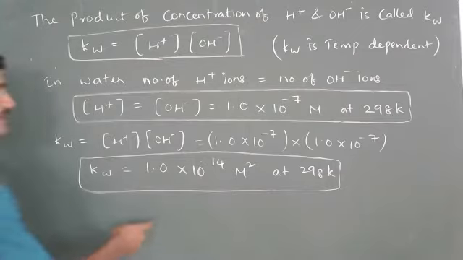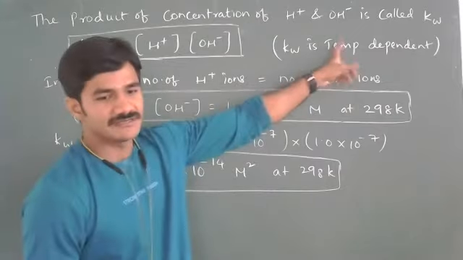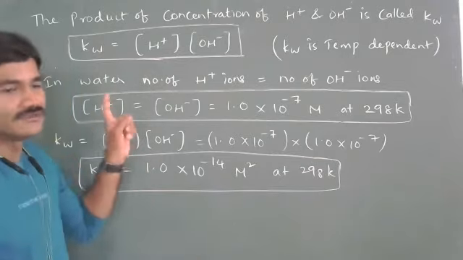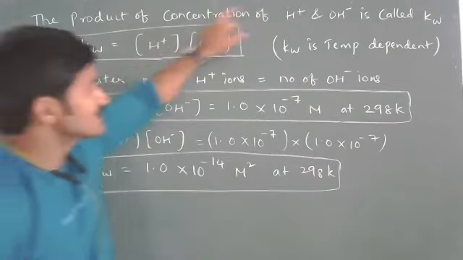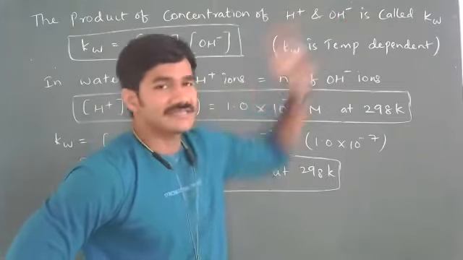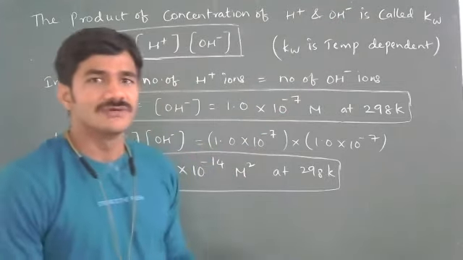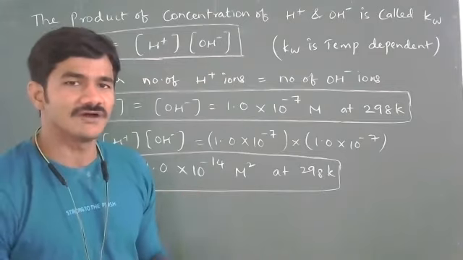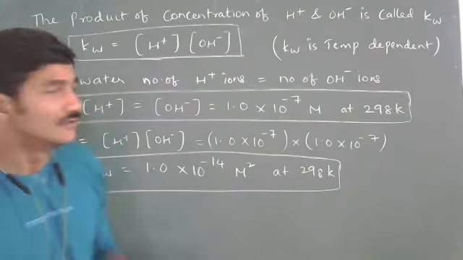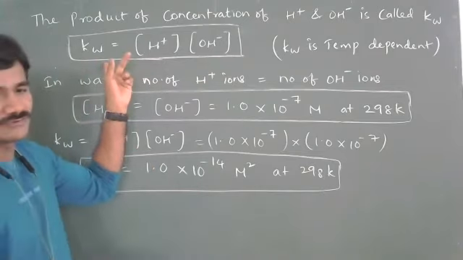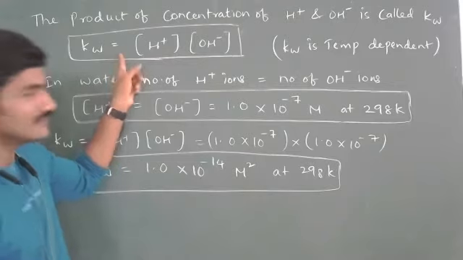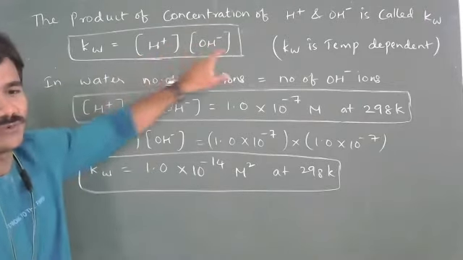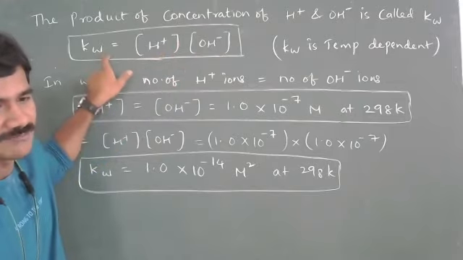Now, Kw is temperature dependent. Listen: the product of the concentrations of H plus and OH minus is called Kw. In the last class I told you that pure water undergoes dissociation and forms an ionic equilibrium. I told you how to write the Kw. Is this equation clear? So Kw is equal to H plus concentration into OH minus ion concentration.